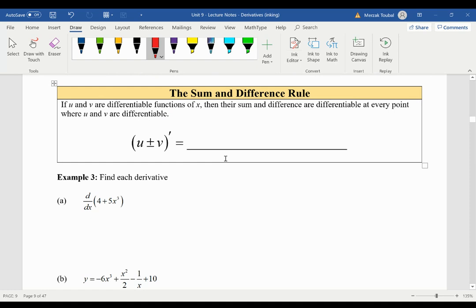The sum and difference rule. The sum and difference rule says that if you have the sum of two functions, u plus v or u minus v, then the derivative would be the sum of derivatives, or the difference of derivatives, meaning it will be u prime plus or minus v prime. So it means you take the derivative of u plus or minus the derivative of v.